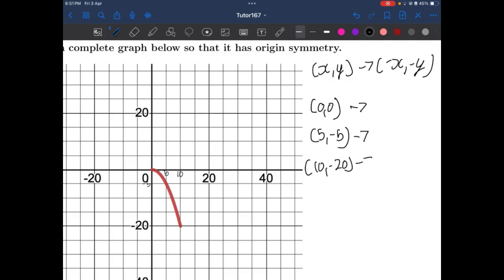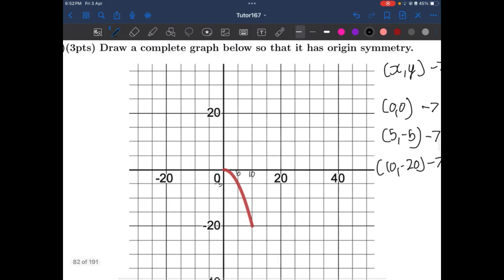So if the point x, y is on the graph, and the graph has origin symmetry, then the point negative x, negative y would be on the graph. All we have to do is multiply all the coordinates by negative 1. So this would be 0, 0. This would be negative 5, positive 5. This would be negative 10, positive 20.